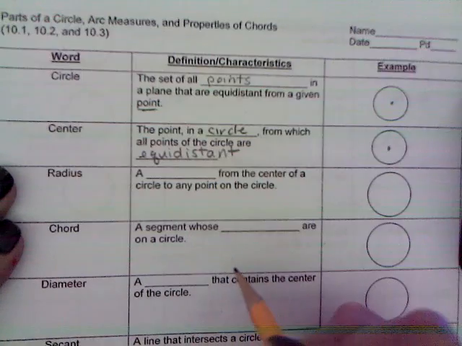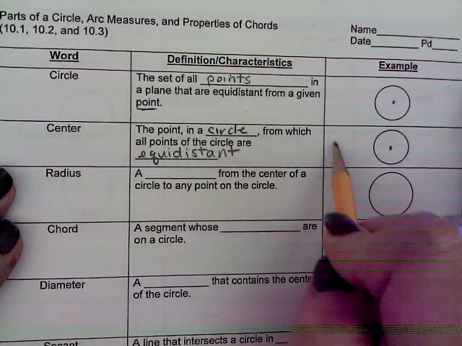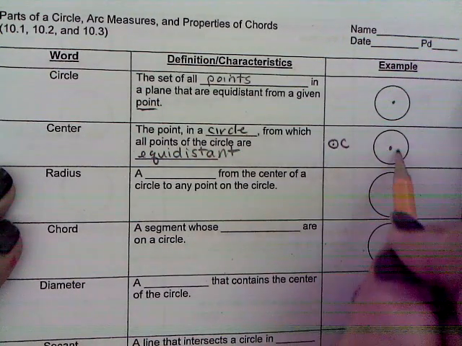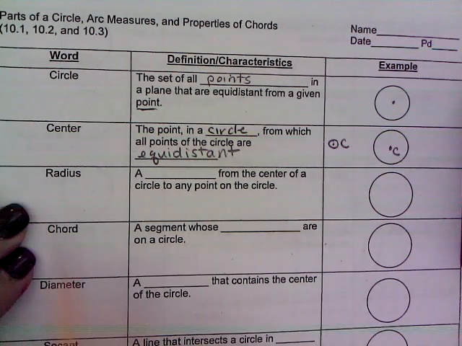And they always name a circle by the center. So you'll see something that looks like this and it'll say C. C is the center of the circle. They always name it with a little bullseye and then the letter of the center of the circle. That's how they name a circle, always by its center.